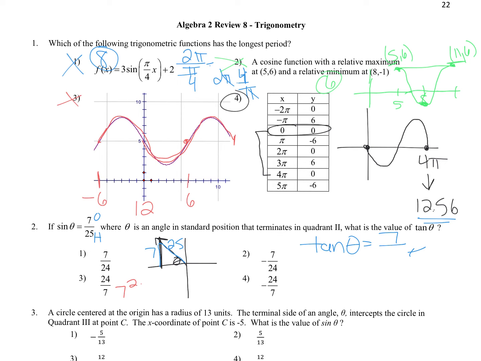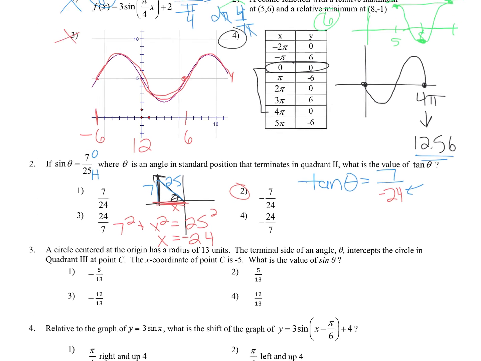So 7 squared plus x squared equals 25 squared. If I solve this, I get x equals 24. Now, because this is going backwards, I need to use -24. So that's what I would put down here. Remember, the directions determine the signs of x and y. So the answer is -7/24.